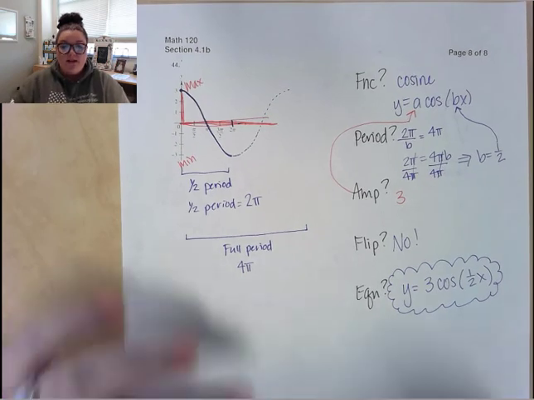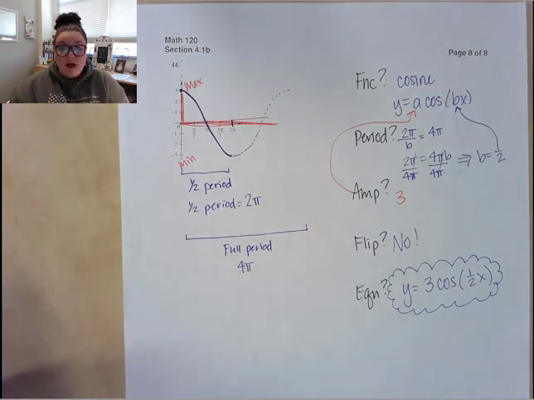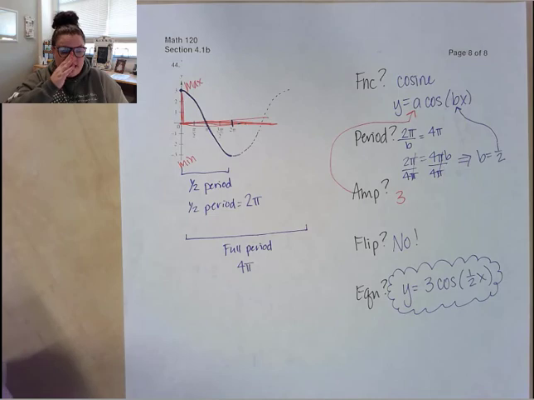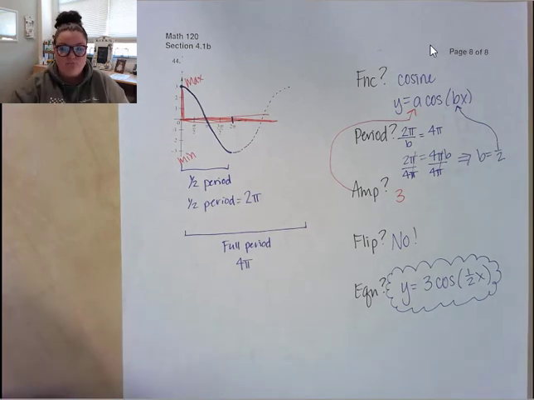Okay. All right, so that is the end of section 4.1. So you should now be able to complete that homework assignment as well as the worksheet. All right, let me know if you have any issues.